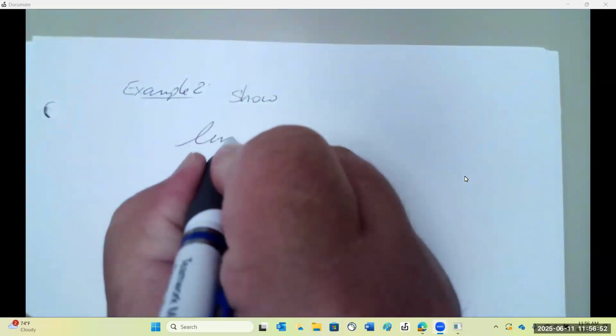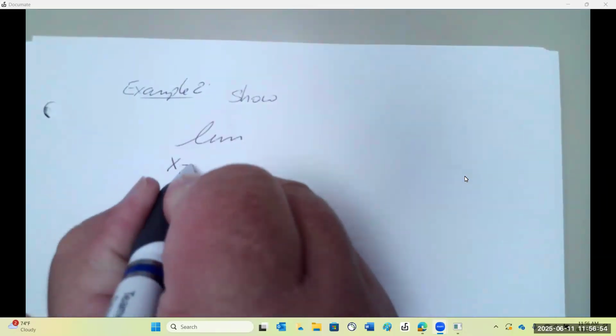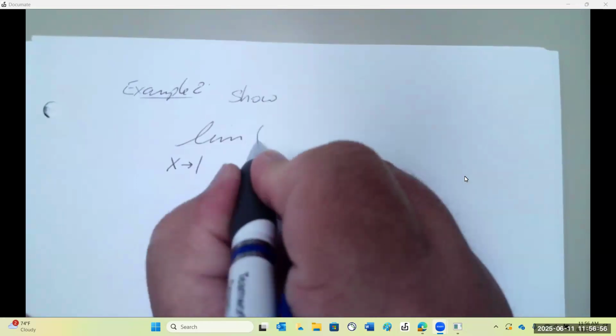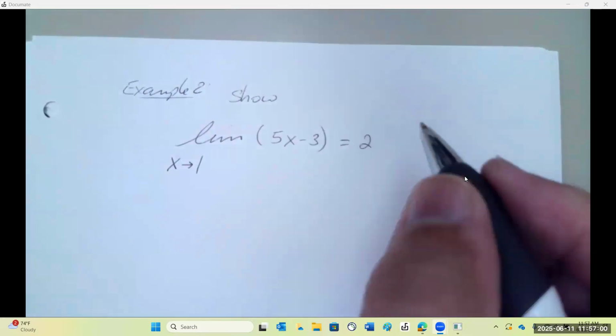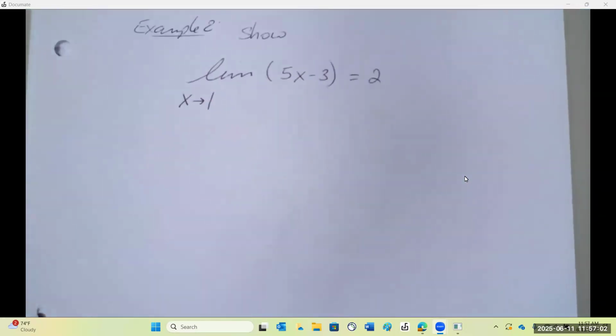Show that the limit as x approaches 1 of 5x minus 3 equals 2. Okay. And don't be a shortcut person, because how would you prove that? The first thing you do is plug it in there, right? That doesn't prove anything. We have to prove it using the epsilon delta proof. So go ahead.